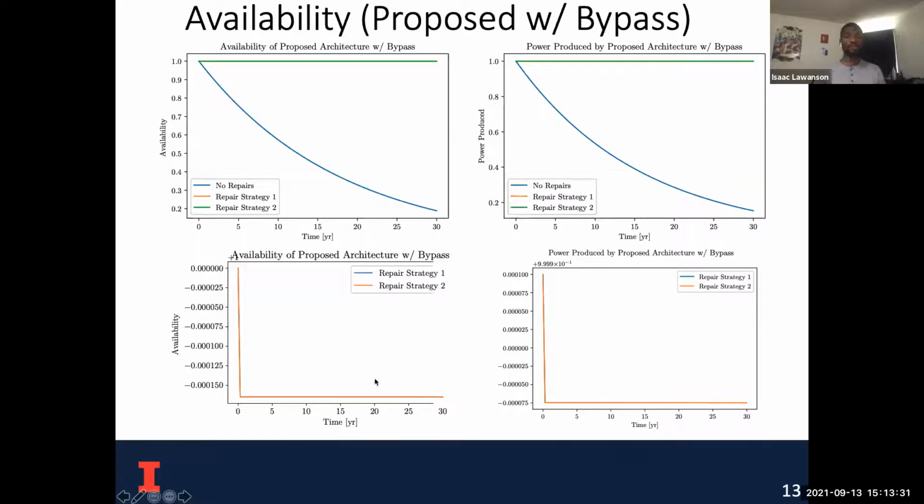And then for the proposed with bypass, as we said before, repair strategies 1 and 2 pretty much are the same, and it has the same effect in both availability on this left-hand side and on the right side, the power produced. So whether it's that 100% power produced, 75% power produced from those blue parts of the representation, or the yellow parts 50%, or the brown parts the 25%, repair strategy 1 and 2 both act the same, and they're both much higher than the proposed architecture and the baseline architecture.